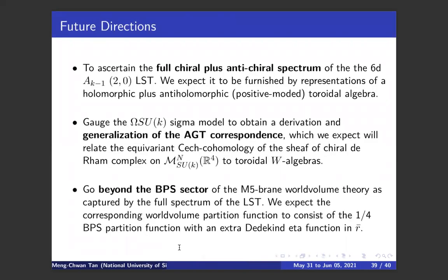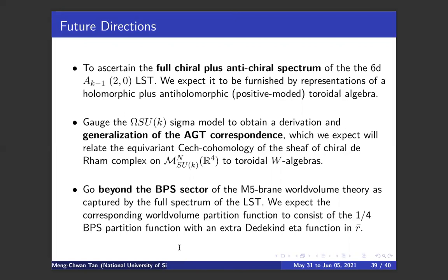So for future directions, we intend to do the following. We intend to ascertain the full chiral plus anti-chiral spectrum of the 6D little string theory. We expect it to be furnished by representations of a holomorphic plus anti-holomorphic toroidal algebra. This is just a very vague sort of guess. It might just be different when we work out the details, but more or less physically that seems to be the case because you're looking at the left and the right moving one.